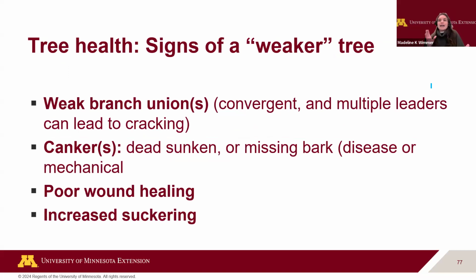Just some signs of what a weaker tree might look like. We talked about weak branch unions being very upright. We didn't talk about cankers, but this would be basically wounds on the trunk or different areas. And then you may see poor wound healing and increased suckering.